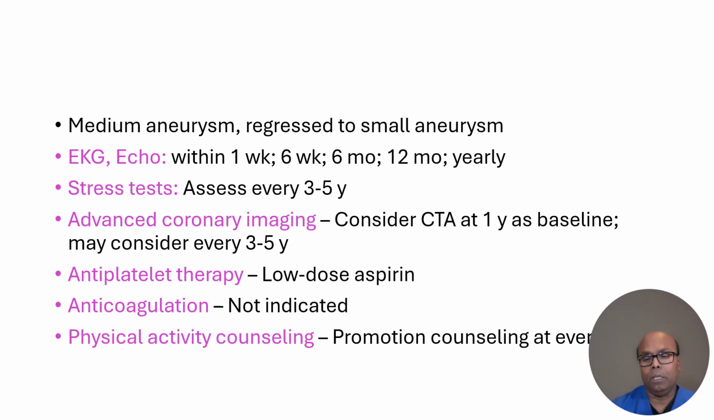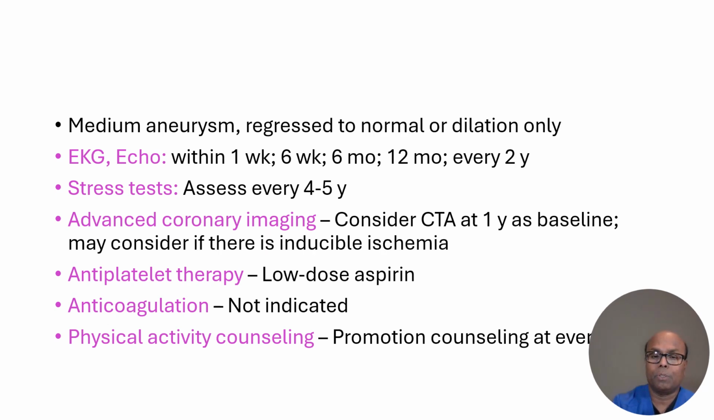This second category within 5 to 10 Z-score: medium aneurysm regressing to small aneurysm. Echo needs to be done at 1 week, 6 weeks, 6 months, 12 months, and yearly. Stress test every 3 to 5 years. CTA at 1 year as baseline, then every 3 to 5 years. Antiplatelet therapy, low-dose aspirin alone. Anticoagulation is not indicated, and promote physical activity at every visit.